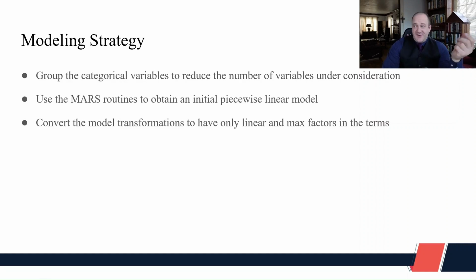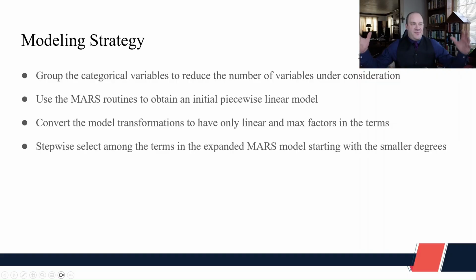Now, because it's a Mars routine, it's going to have both min and max functions that it recommends. And so what we're going to do is convert all of those. We're going to convert all the mins into functions that have only linear and max factors in the terms. And then that's going to be our initial set of transformations to consider. And then we're going to select from among those transformations using ever more stringent criteria. So first, we're just going to stepwise select among them.